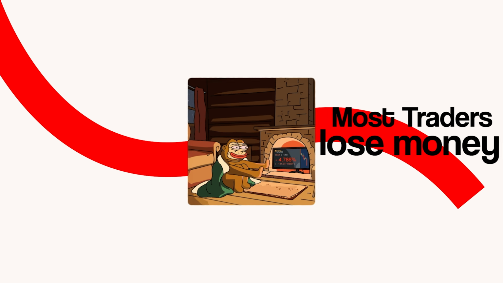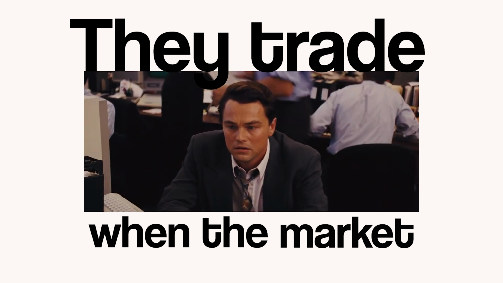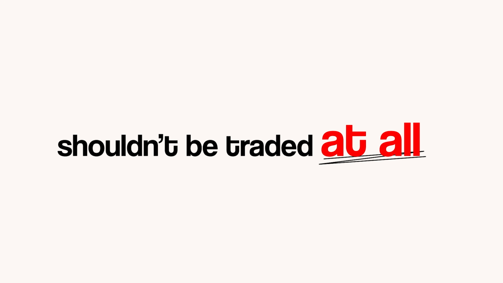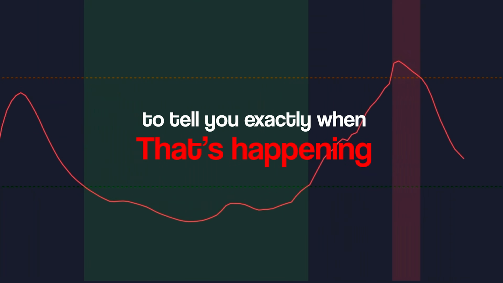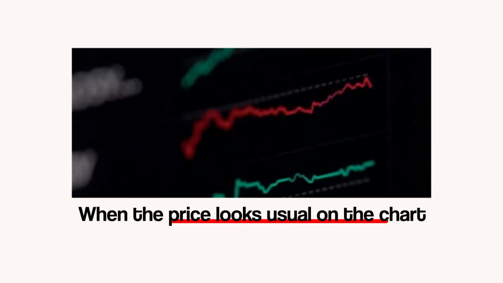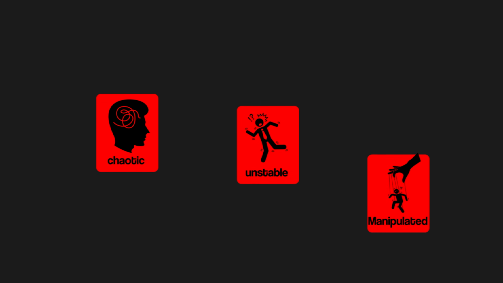Most traders lose money not because of bad entries, but because they trade when the market shouldn't be traded at all. However, today's indicator claims to tell you exactly when that's happening, when price looks usual on the chart, but underneath the surface, conditions are chaotic, unstable or manipulated.